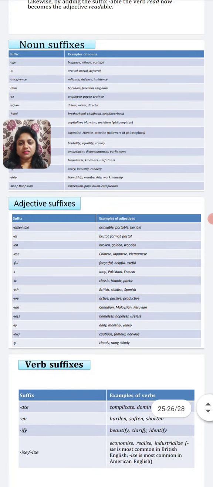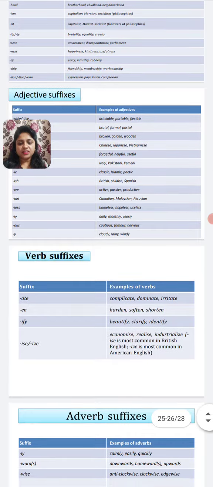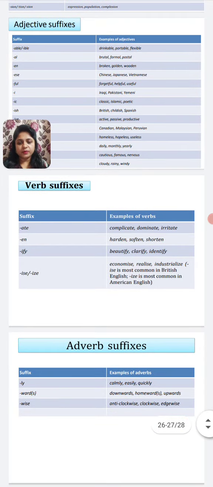Suffixes in the field of noun, suffixes in the field of adjective, verb and adverb.